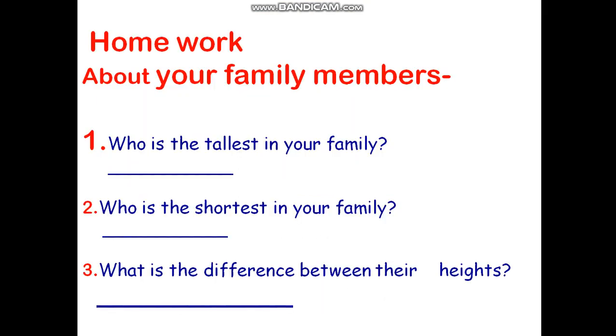This is homework for you. You will collect data about your family members. You will measure the height of your family members and collect their data. You will compare the heights and tell, question number one, who is the tallest in your family, who is the shortest in your family, and what is the difference between their heights.